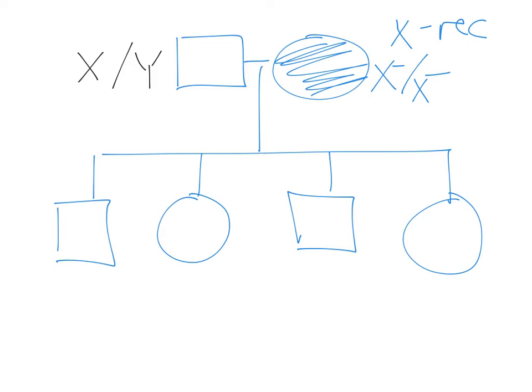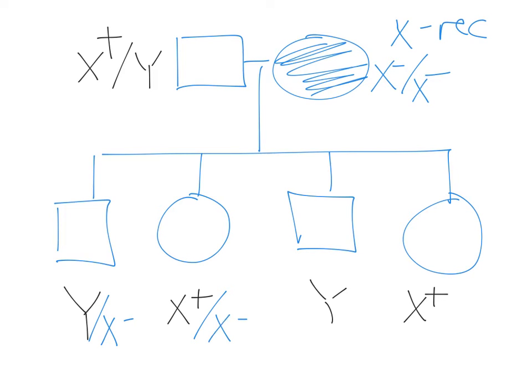Plus. He's not affected. Okay. But which chromosome does he pass to his sons? Y. He passes his X to all of his daughters. And what do all the kids get from their mom? Guarantee, she's homozygous, they all have to get X minus. So who shows the trait?